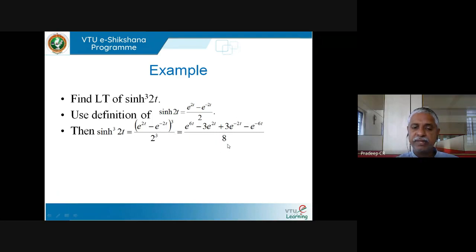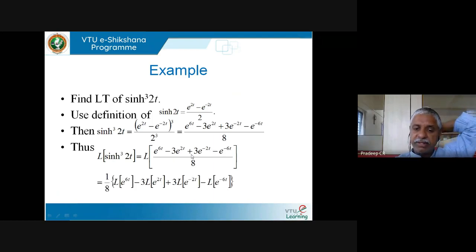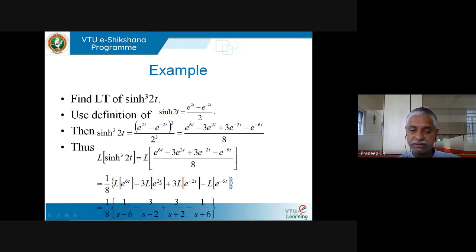So if you want to find Laplace of this, you need to add it. Laplace of cube of hyperbolic sine 2t is Laplace at this value t. And that, how do I evaluate? Pull out 1 by 8 and I get Laplace of e power 6t, etc. These things we know, Laplace of e power 6t is 1 by s minus 6. This is 1 by s minus 2, etc.